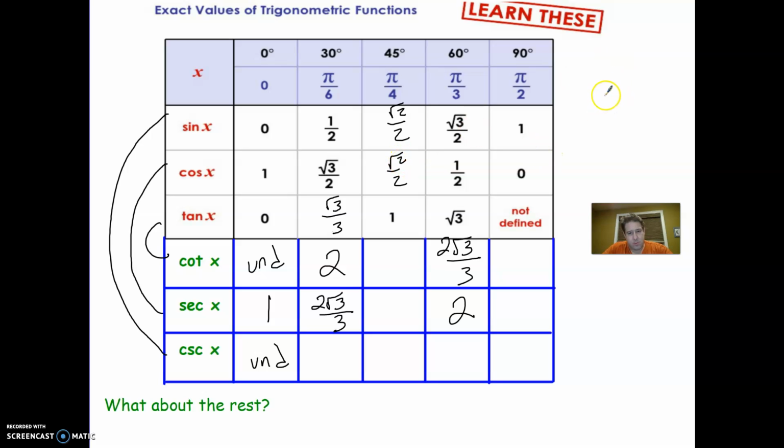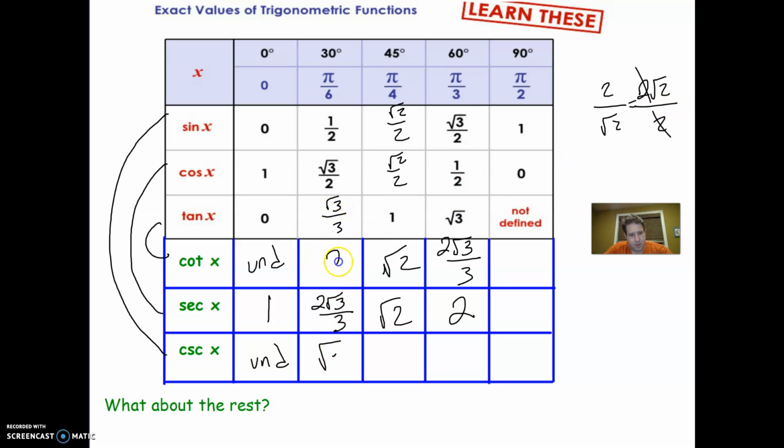Square root of 2 over 2, remember that gets flipped to 2 over square root of 2 over 2. Multiply both top and bottom by square root of 2, and now you've got 2 times the square root of 2 over 2, and those cancel out to just square root of 2. So that's square root of 2, and so is this. Square root of 3 over 3, just the reciprocal is, oops.